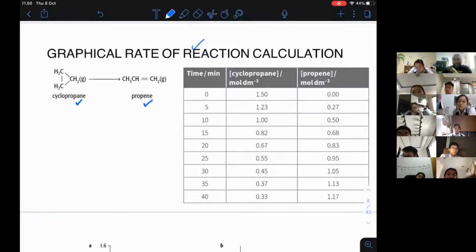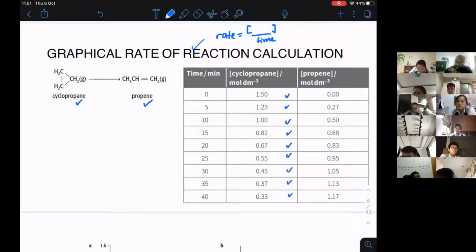Okay, so they have actually calculated according to the formula, rate equals the change in concentration divided by time. So they actually use the concentration divided by time, and then they have all this data. You can see all this data. And what I want to know based on this data, Charlton, is the concentration of cyclopropane.